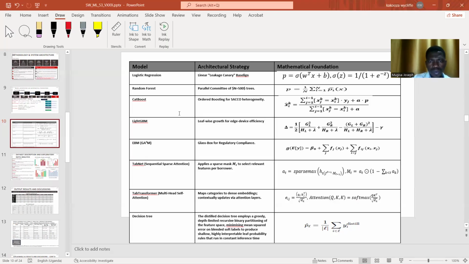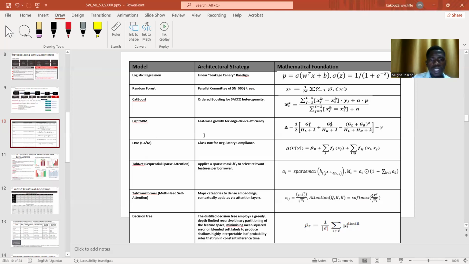And then how does this model learn? This model learns by just ensuring that it minimizes the log loss, the cross entropy. That is logistic regression. And then random forest, this is just a committee of various trees, whereby the final output is the average of the prediction of all the existing trees. This function is indicating for us that this P here is the prediction from tree i for a given borrower x, and then we sum it up over the number of trees and divide by the number of trees, giving us the average prediction.